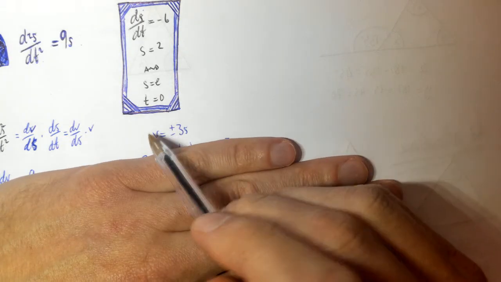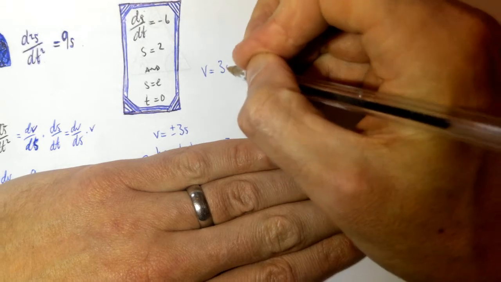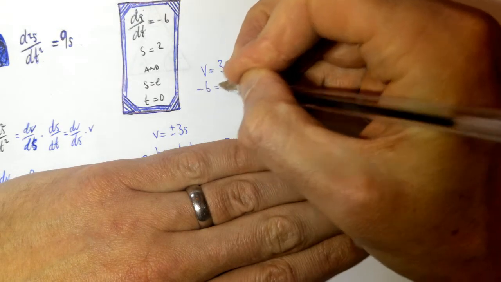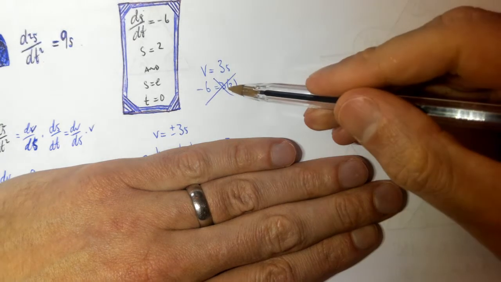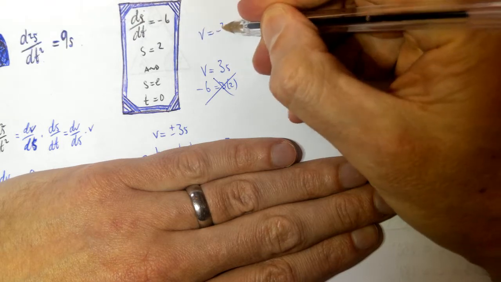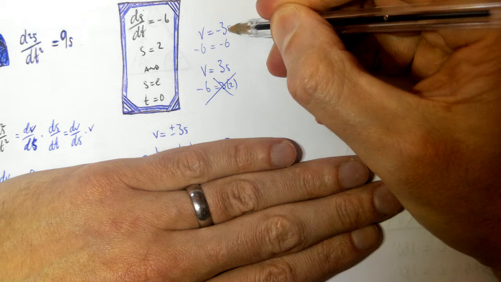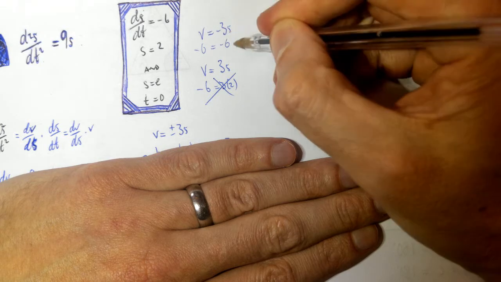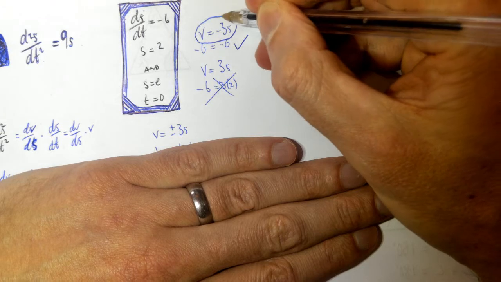So minus 6, so let's do it here. v is equal to 3s. Minus 6 is equal to 3 times 2 doesn't work, because positive 6 is not equal to negative 6. v is equal to minus 3s. Minus 6 equals minus 6. Okay, minus 3 times 2 is minus 6. So that works. So this is the one we choose to go forward with the problem.